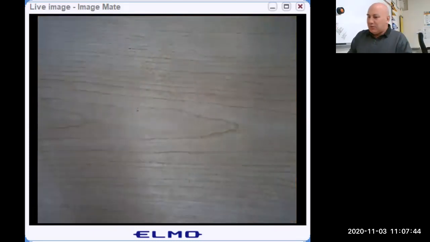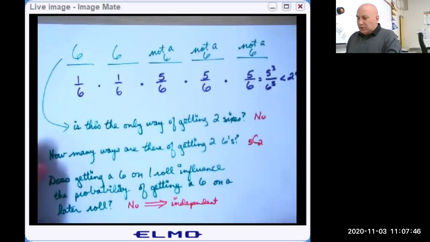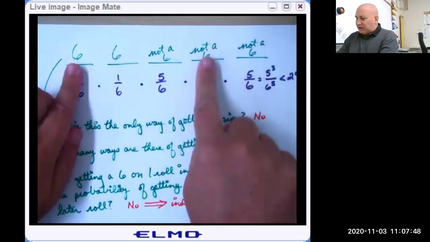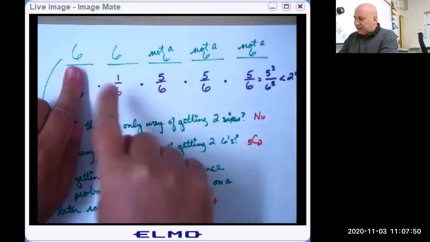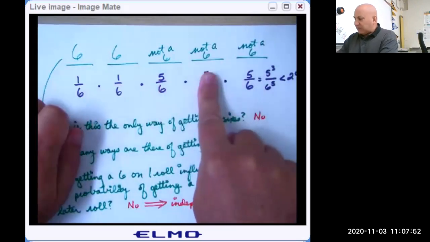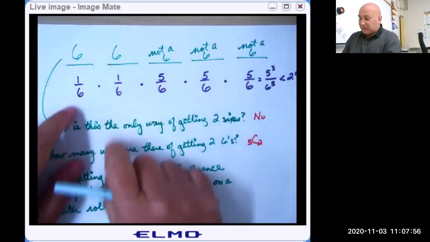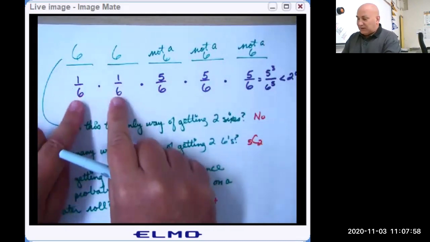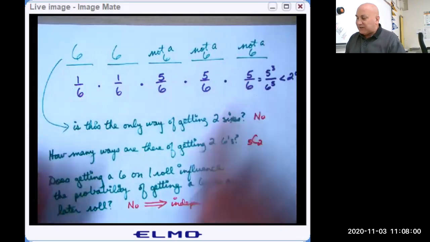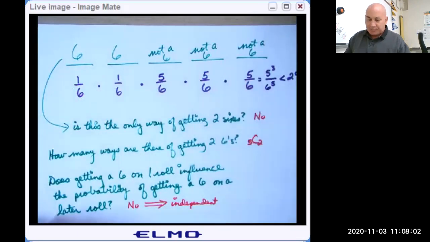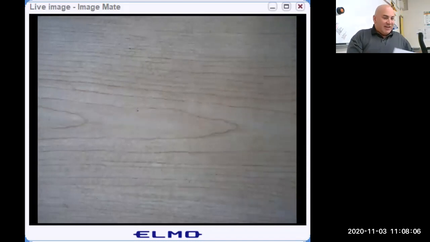Is the probability of getting a 6 each of those 10 ways the same? And sure, if my sixes are here and here, then it would be 1/6, 5/6, 5/6, 1/6, 5/6. If I want 2 sixes, it's always going to be 1/6 to the second power and 5/6 to the third power.